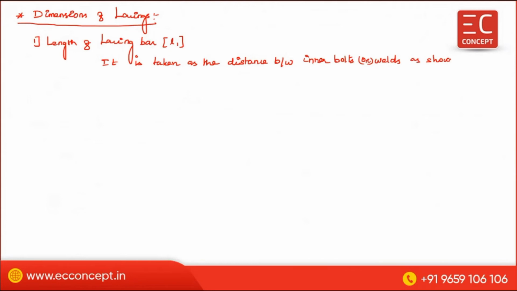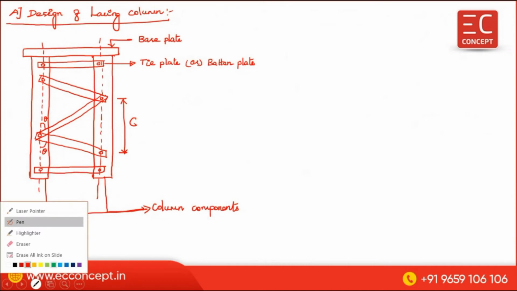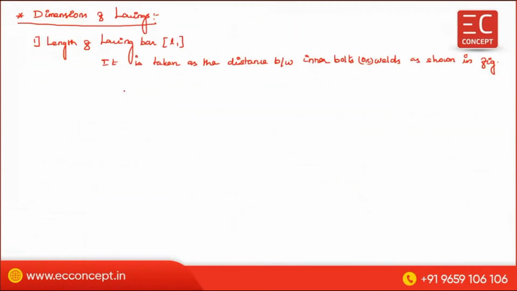As shown in the figure, that means this one. The inner bolt. So L1 means this one. This is the L1. Okay. The distance between this bolt and this bolt, this distance we can say L1, the length of the lacing bar. Okay. Now we can move further.